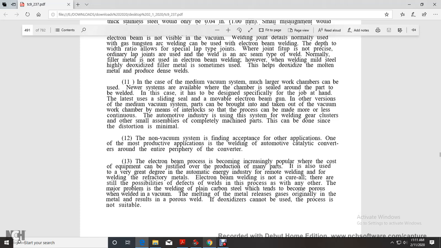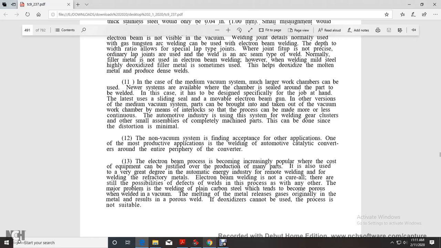In the case of medium vacuum systems, a much larger work chamber can be used with the newer systems available. The chamber seals around the part to be welded. In this case, the design is specific to the job at hand. Other versions of the medium vacuum system use sliding seals with a movable electron beam gun, and parts can be brought into and taken out of the vacuum work chamber. By means of an interlock, the process can be made more or less continuous.